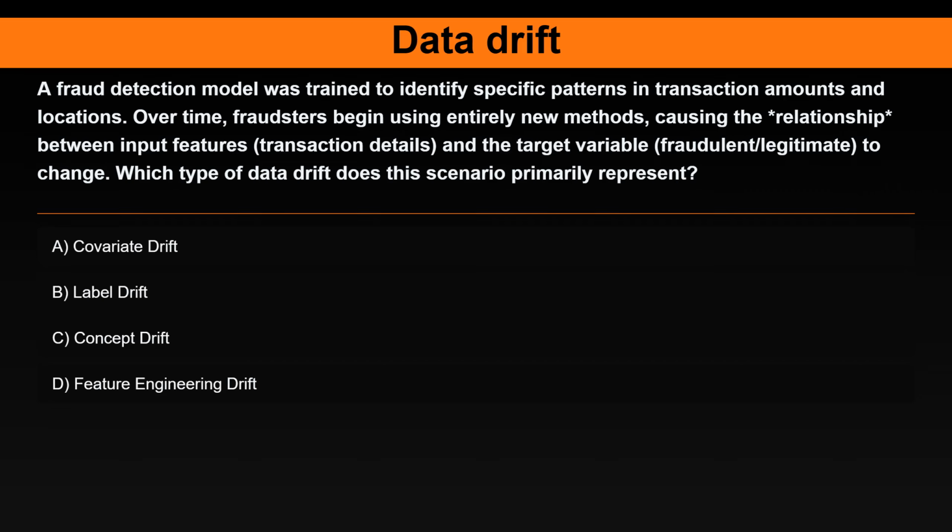Question 2. A fraud detection model was trained to identify specific patterns in transaction amounts and locations. Over time, fraudsters begin using entirely new methods, causing the relationship between input features, transaction details, and the target variable, fraudulent or legitimate, to change. Which type of data drift does this scenario primarily represent? Option A. Covariate drift. Option B. Label drift. Option C. Concept drift. Option D. Feature engineering drift.